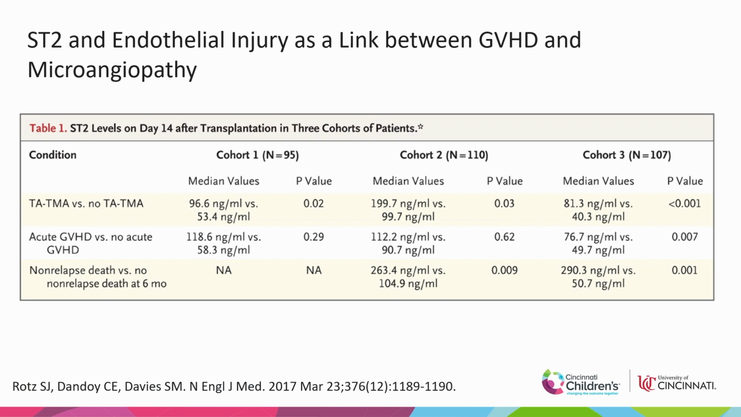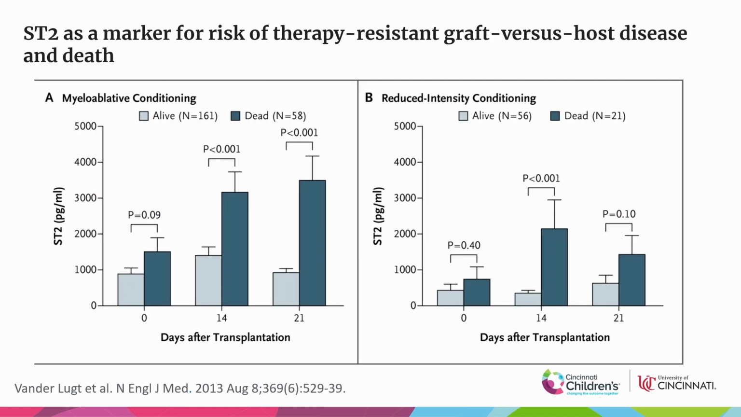We also found that ST2, this endothelial injury, not only is associated with non-relapse mortality, but in reality, it's GVHD and TMA. It's these high-risk GVHD patients that also have concurrent TMA, and that's what's causing it. It's not the GVHD, it's the TMA that's the problem. And so addressing it can improve these outcomes. So what do we do?